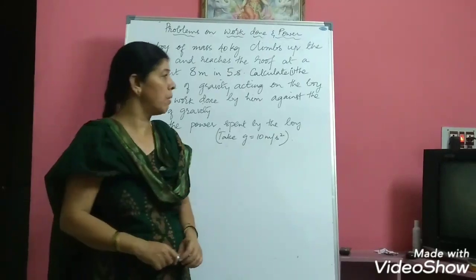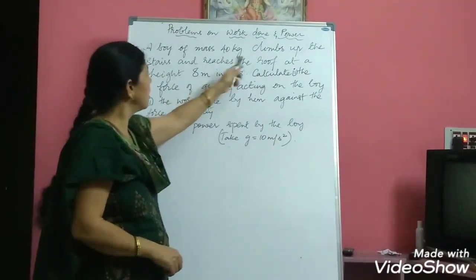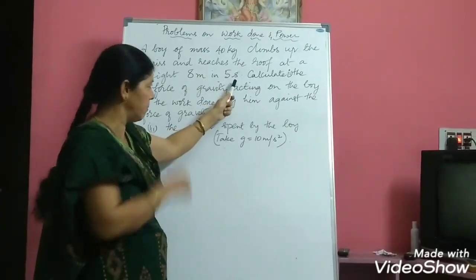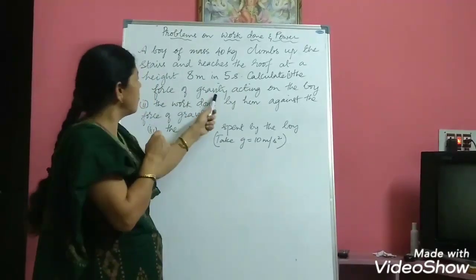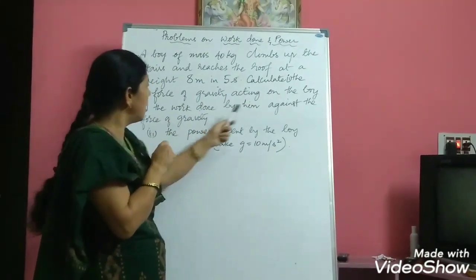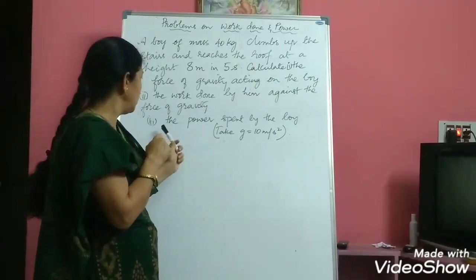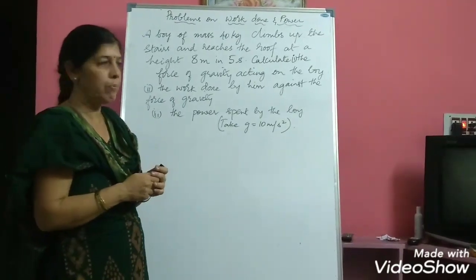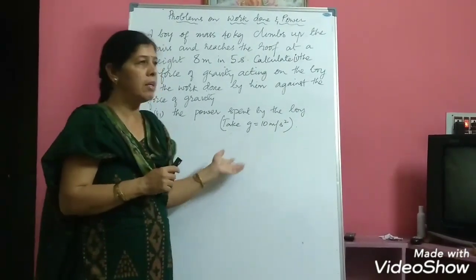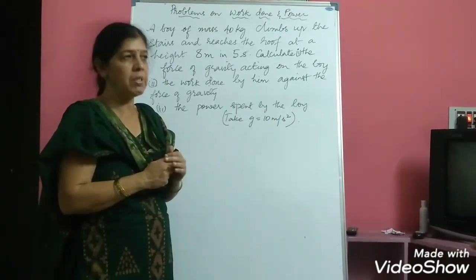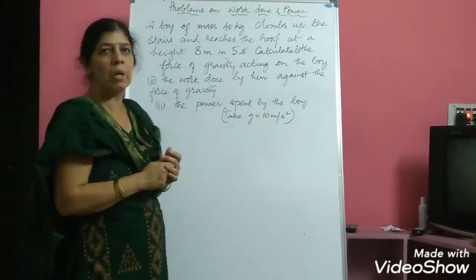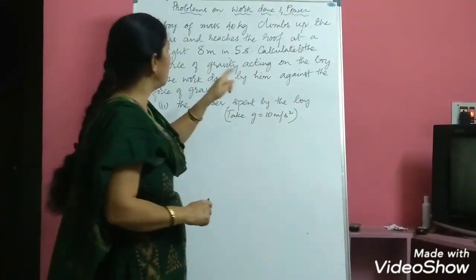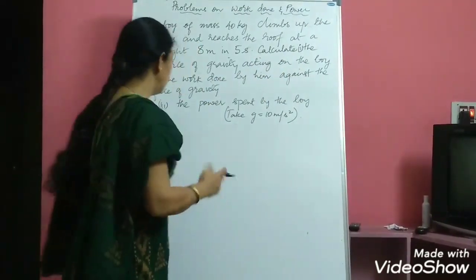We shall consider second problem. A boy of mass 40 kg climbs up the stairs and reaches the roof at a height 8 meters in 5 seconds. Calculate the force of gravity acting on the boy, the work done by him against the force of gravity, and the power spent by the boy. Given g is equal to 10 meter per second square. In my previous video, I have already discussed that the force due to gravity is given by the formula F is equal to mg. So, for the first question, we have to use the formula F is equal to mg.